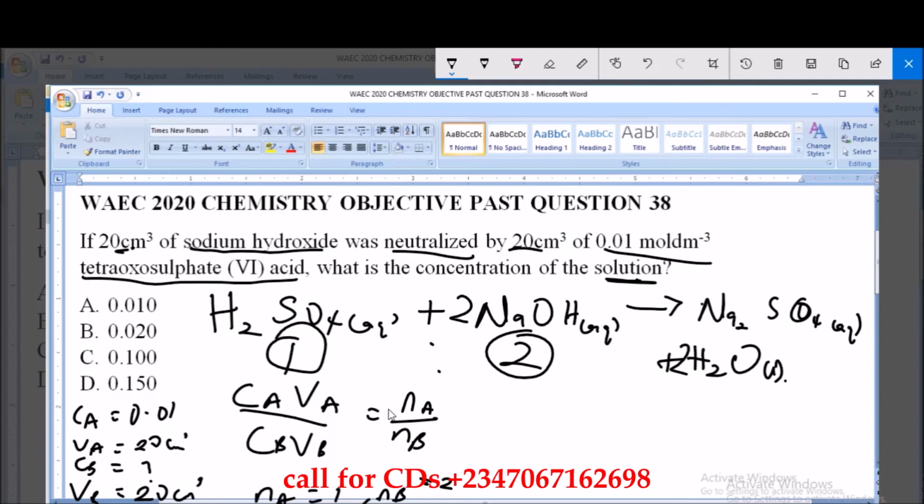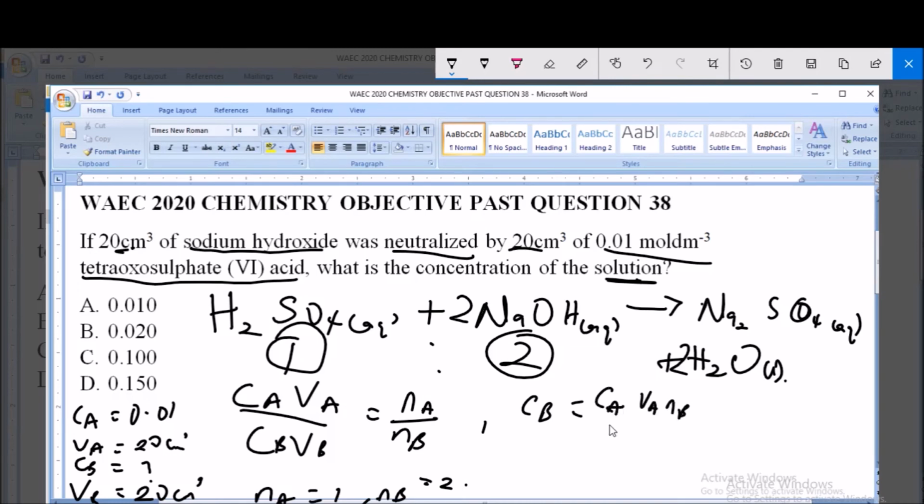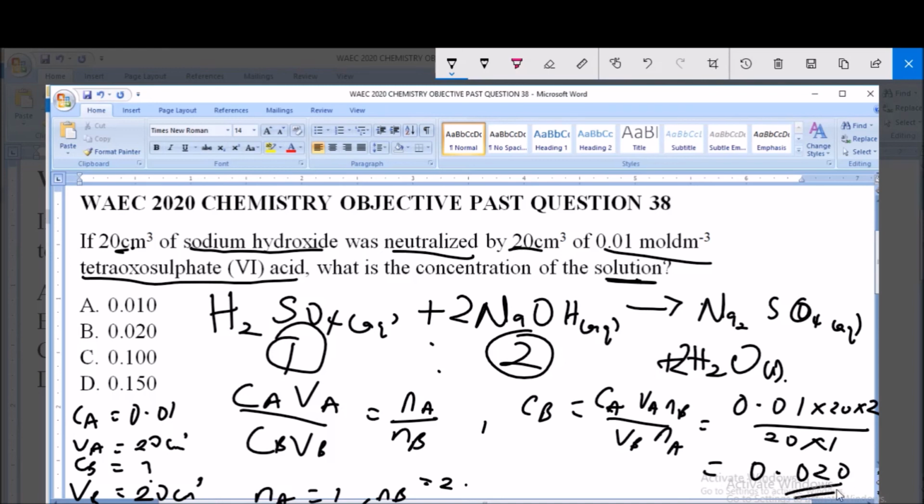So if we are going to look for Cb and make it the subject of the formula, what we'll have is Cb is equal to CAVANB over VBNA. If we input the values, what we have is 0.01 times 20 times 2 over 20 times 1. If you compute this, you get 0.020, and 0.020 is option B. So option B is the correct answer to this question.